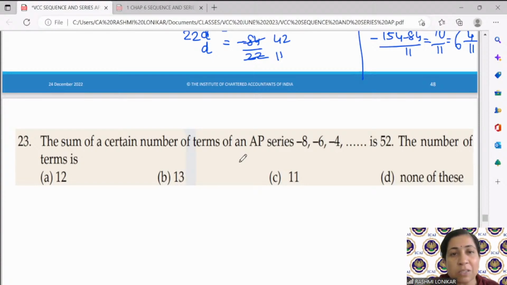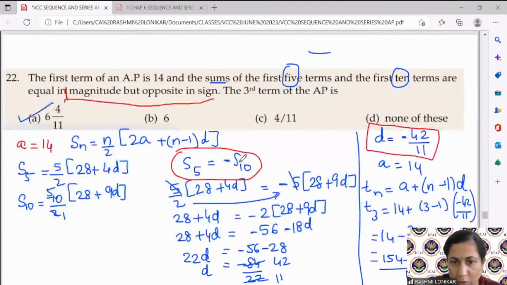Given magnitude means the value is the same. Okay. The word magnitude is... Aditi, which one do you want this? Okay.